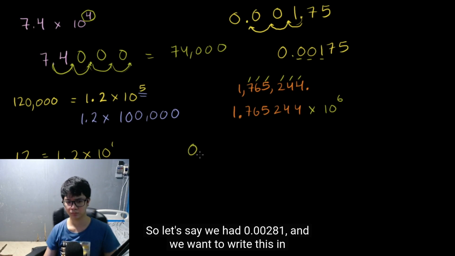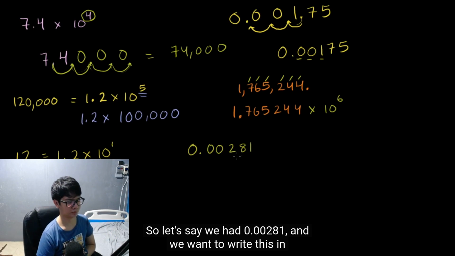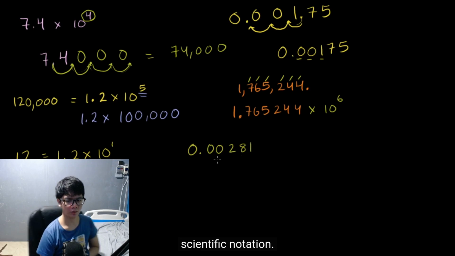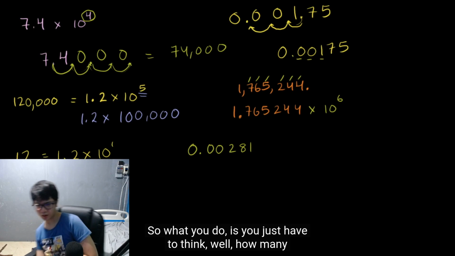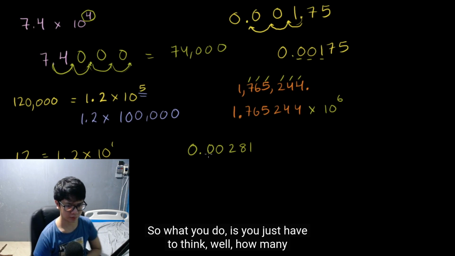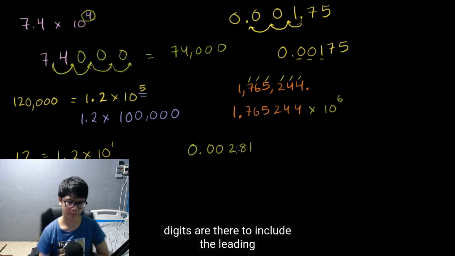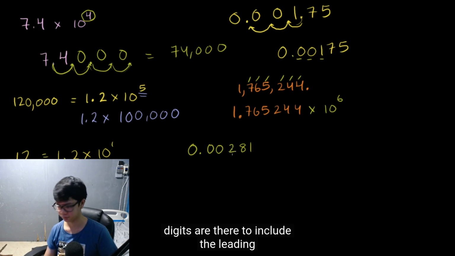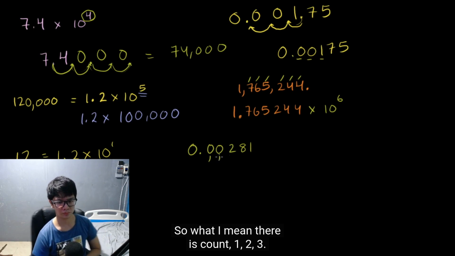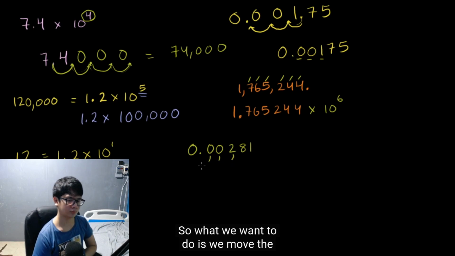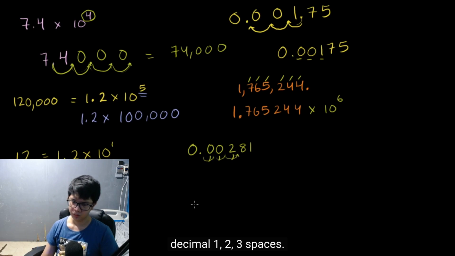Let's do a couple of examples where we're taking 10 to the negative power. So let's say we had 0.00281. We want to write this in scientific notation. So what you do is you just have to think, how many digits are there to get to the leading numeral in the value. So count 1, 2, 3. So what we want to do is move the decimal 1, 2, 3 spaces.